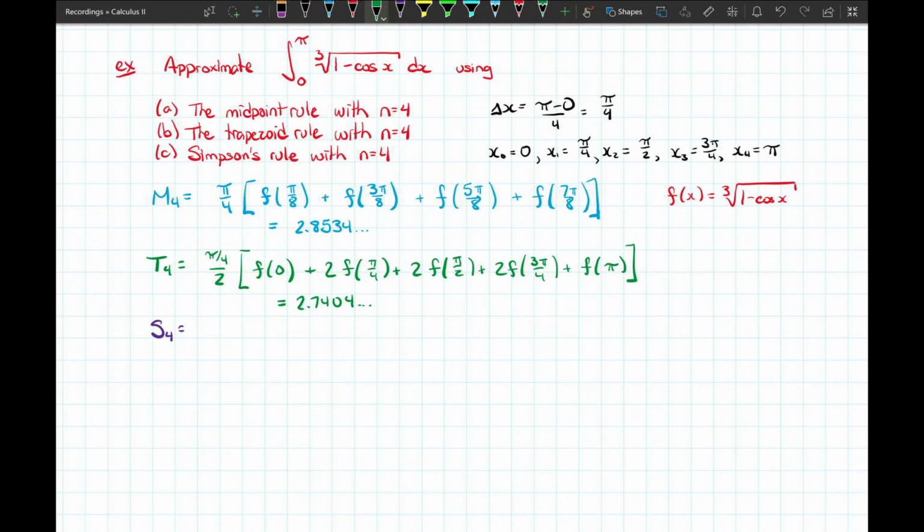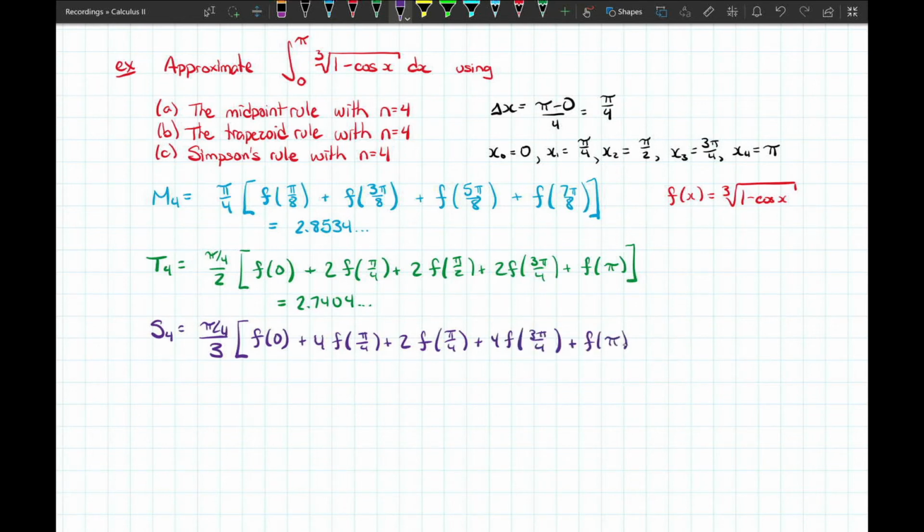2.7404 approximately. Now, last but not least, we'll look at Simpson's rule with n equals 4. And remember that with Simpson's rule, we have delta x over 3. And once again, a very interesting looking pattern. f of x0 plus 4 times f of x1 plus 2 times f of x2 plus 4 times f of x3, and finally f of x4. That 1, 4, 2, 4, 1 pattern.